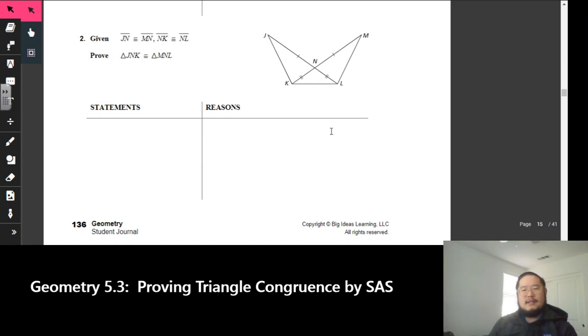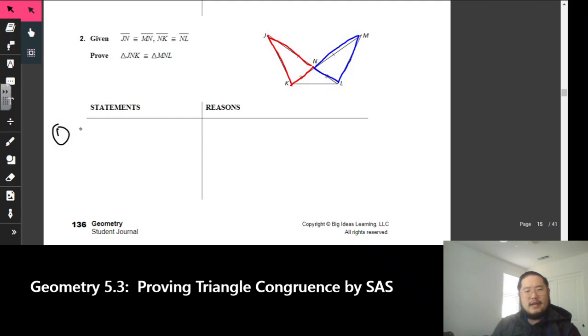All right. Well, let's see here. We are trying to prove, first off, there's a lot of triangles, so let's see, what are we trying to prove? That triangle JNK, this triangle right here, is congruent to triangle MNL. So those are the two triangles that I do want to focus on. They give us some information, all right? Let's see what we have that's given here.